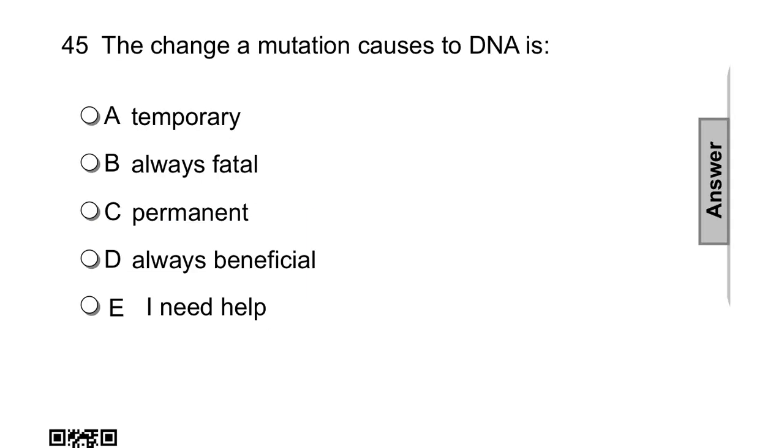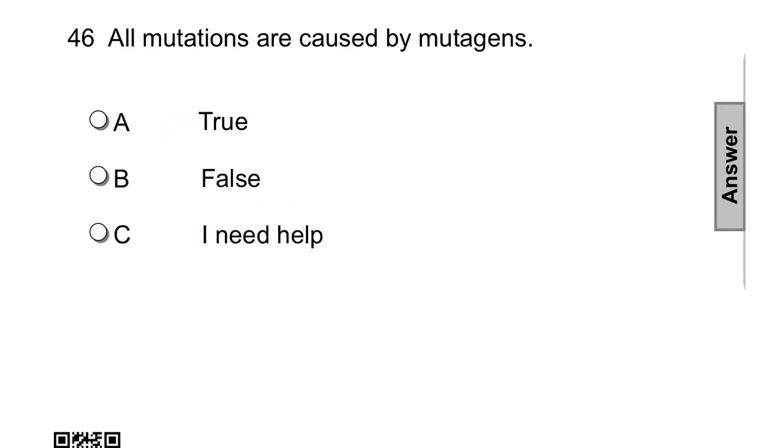A mutation causes DNA is temporary. No, it's always permanent. Always fatal. No, it could be helpful. It could be no effect at all. Permanent. Yes, always permanent. Not always beneficial. All mutations are caused by mutagens. No. Mutations randomly occur. They're necessary to keep a population adapted when the environment changes. We'll learn that in evolution.